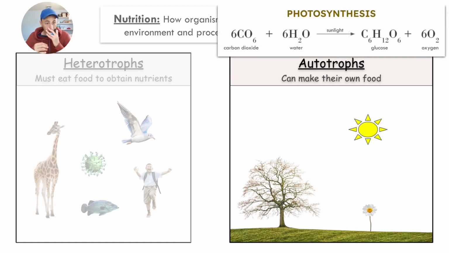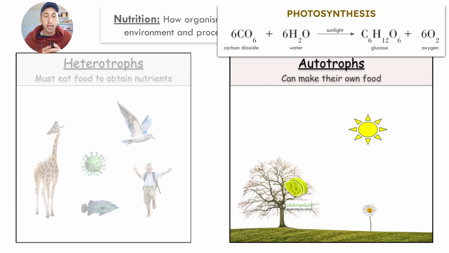But autotrophs, like plants, trees, and grass, can make their own food because they have the organelle called the chloroplast. They do this by the process of photosynthesis, a very important process to know. Like we discussed earlier, all plant cells have a special organelle that we do not have, that heterotrophs do not have, and that is the chloroplast.